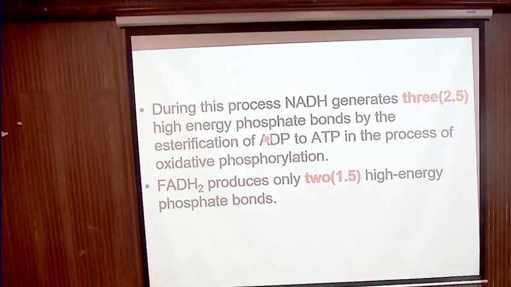Now, again, the same problem would continue for FADH2 as well. All these years, our calculation was 2 ATPs produced per FADH2 at the end of oxidative phosphorylation. That no longer holds good. It's now believed that it is a little lesser than that, and that is 1.5. So again, our calculation there as well changes marginally.